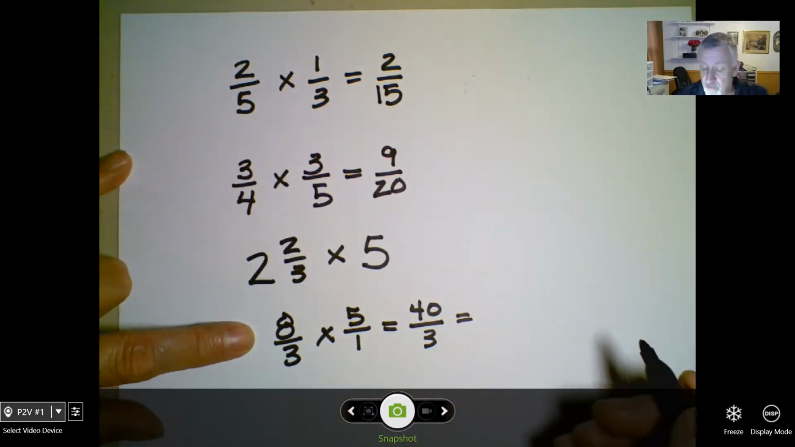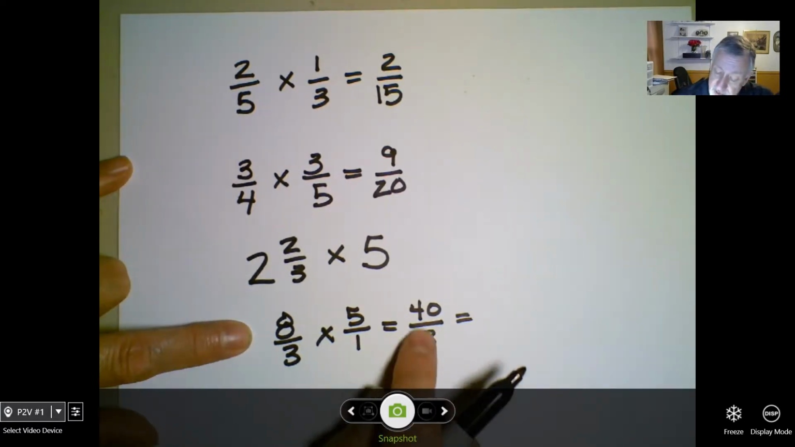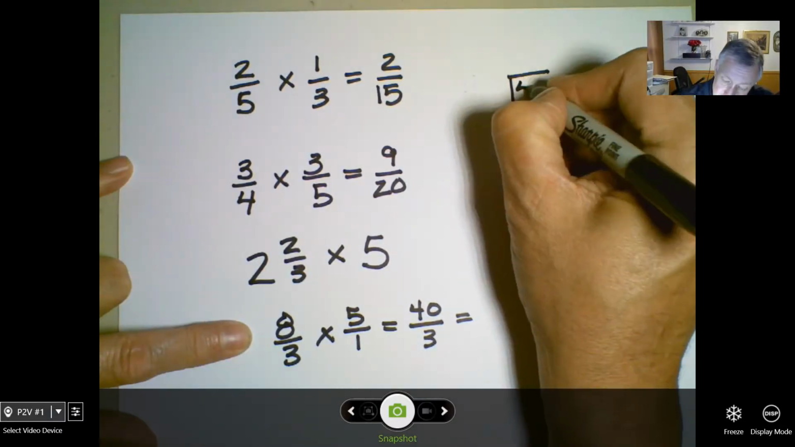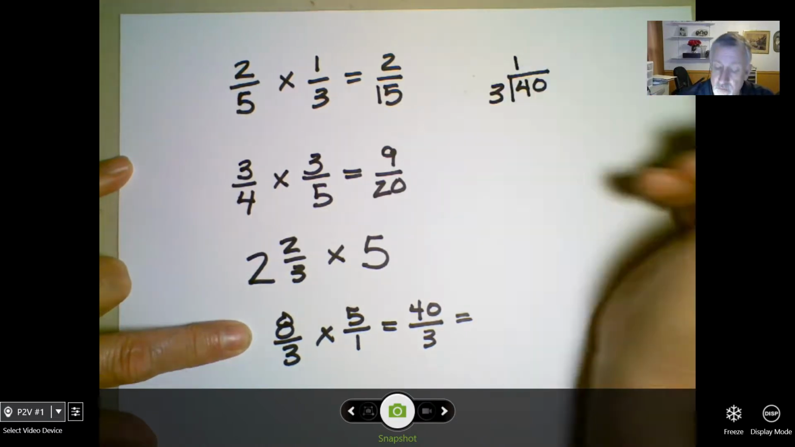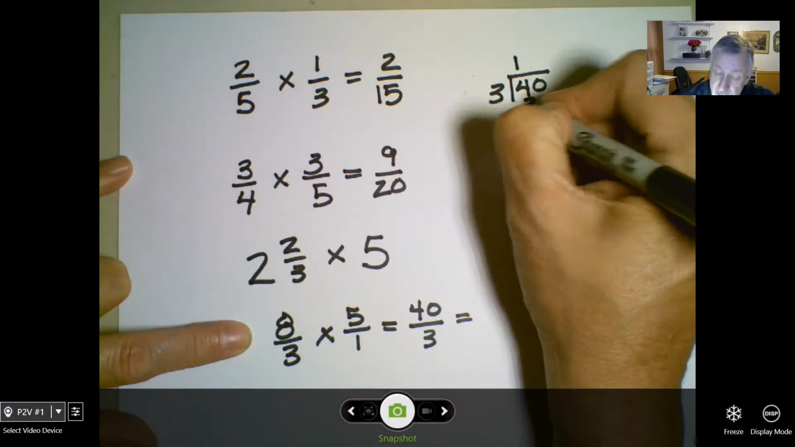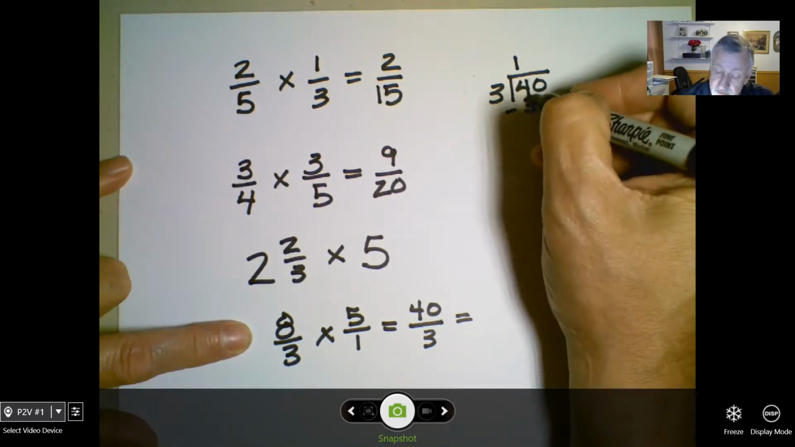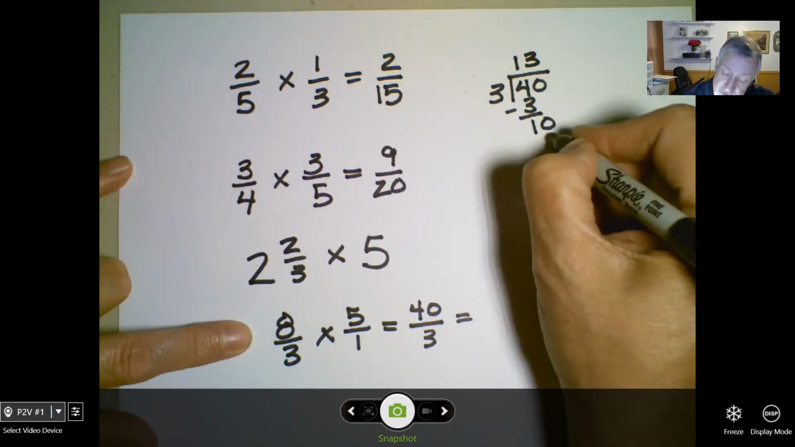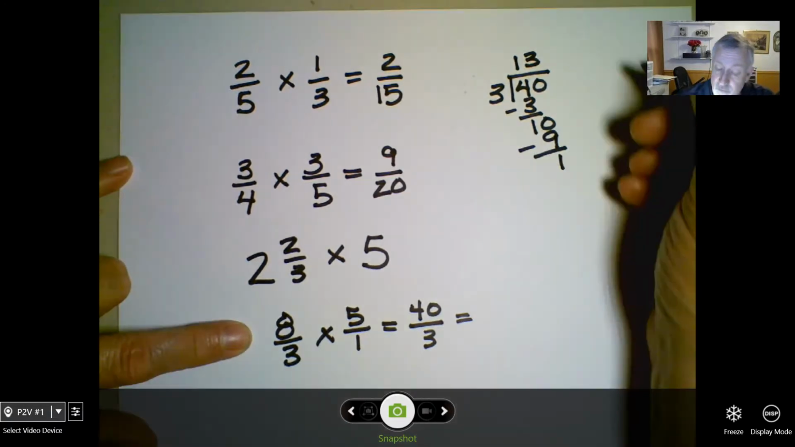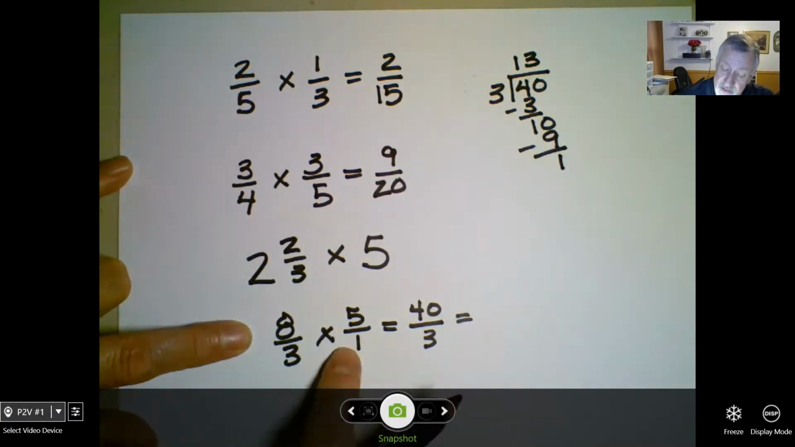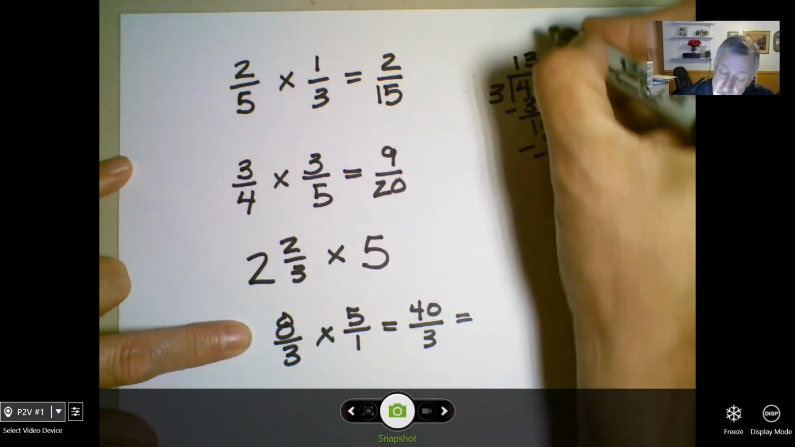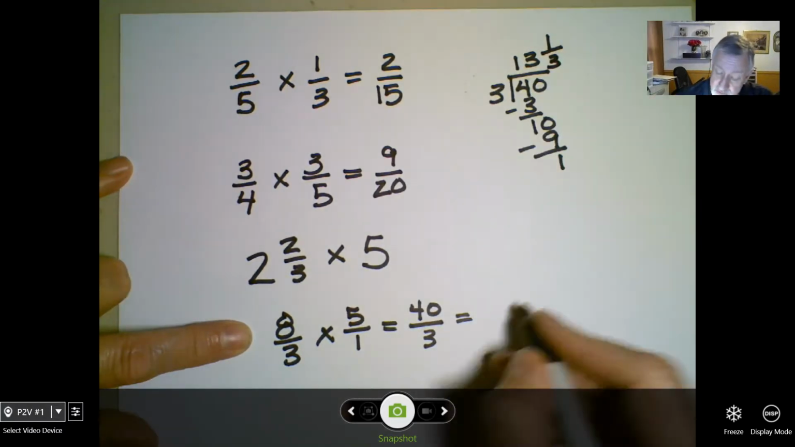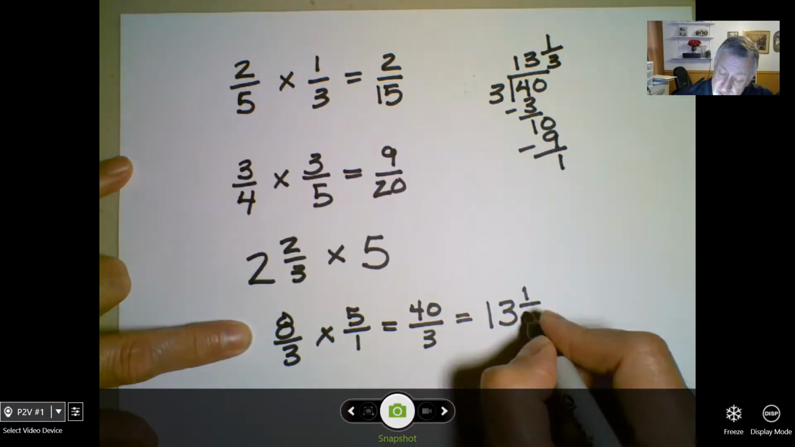If we want to, we can further simplify that by dividing it out. 40 divided by 3. So let's do that. 3 goes into 4 one time. 1 times 3 is 3. We subtract. 3 goes into 10 3 times. 3 times 3 is 9. Subtract. We have a remainder of 1, but since we're doing this in fractions, we are going to report it as a fraction, so it's our remainder over our divisor. So our answer could be simplified down to 13 1/3.